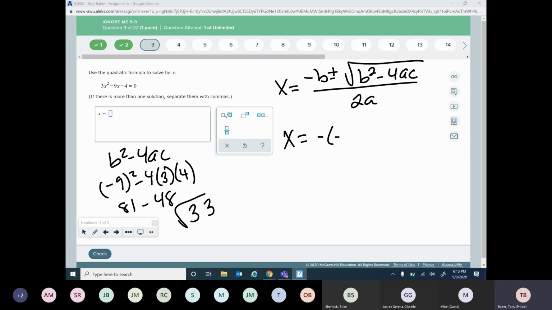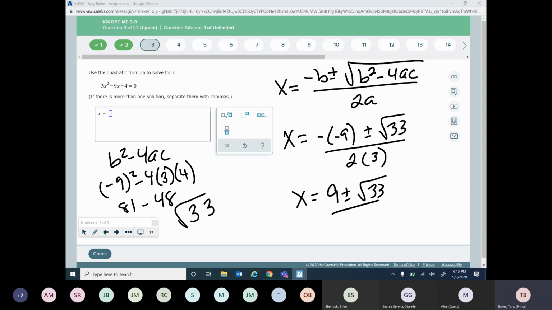So now all I have to do is this: negative 9 plus or minus the square root of 33 over 2 times 3. So it's a lot easier than putting all that inside here and having to write the quadratic formula numerous times. So we got x equals negative 9 plus or minus the square root of 33 over 6.